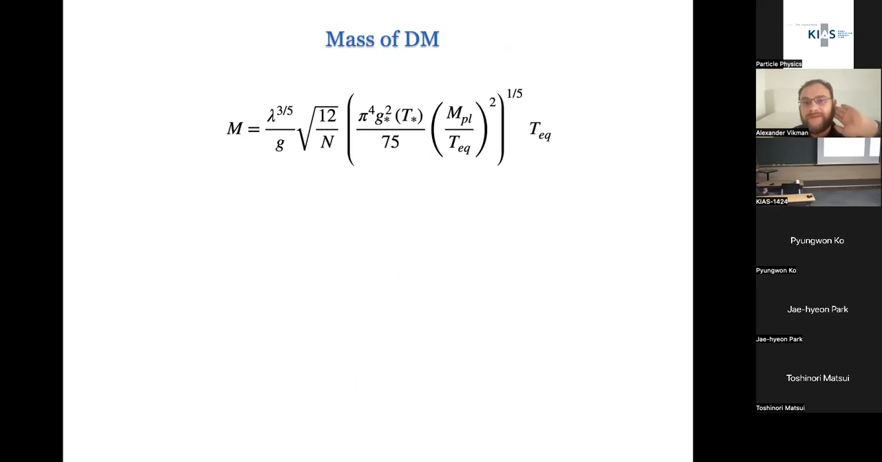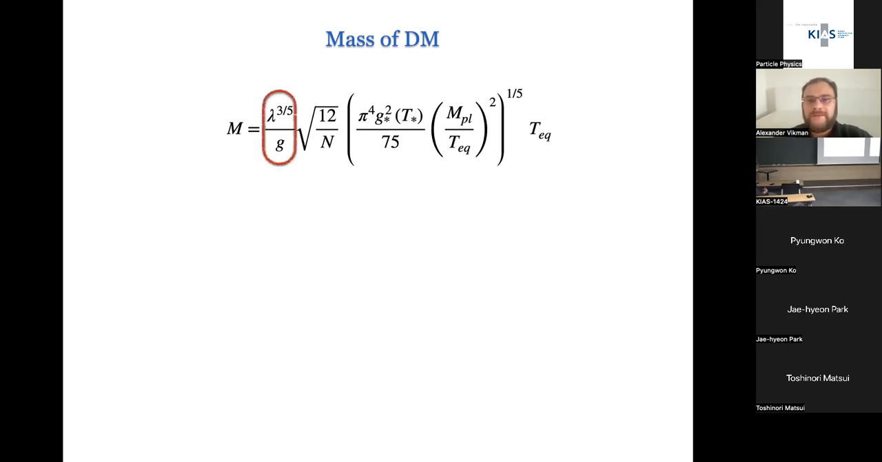So the mass is given then by this kind of ugly formula, but you see from it what the dimensionful quantities are which set the scale there. And what is also interesting is that the parametric dependence of this mass on the self-coupling constant lambda is to the power 3/5, and on this portal coupling constant it is just inversely proportional.